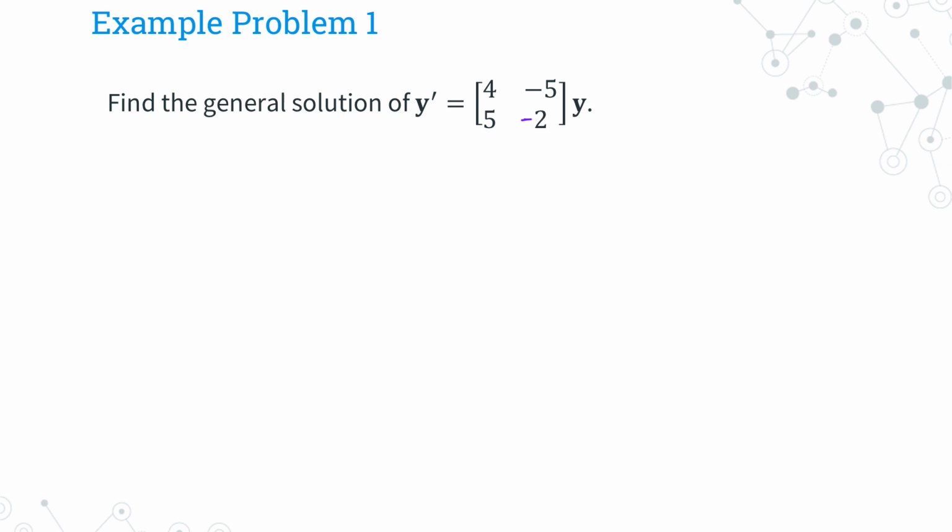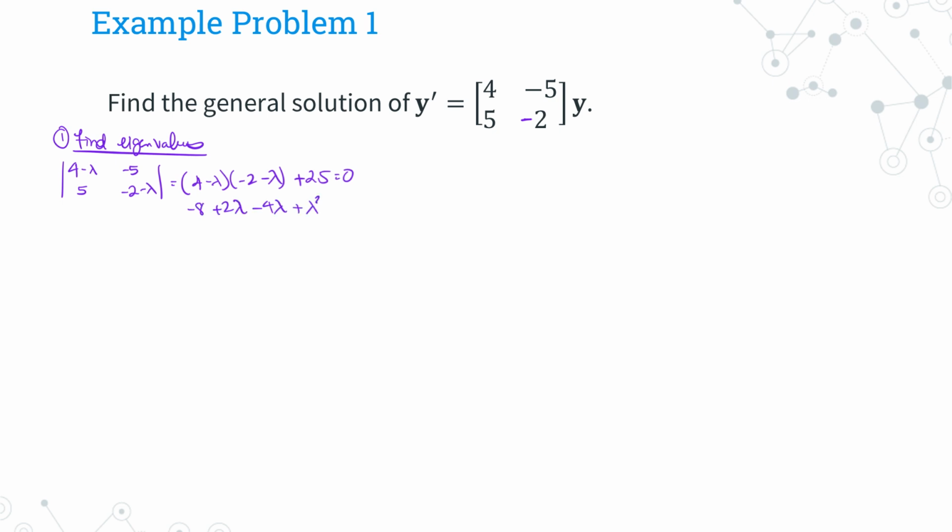So where do we begin? In the same place as usual. We need to find our eigenvalues. So a minus lambda I, find the determinant, right? 4 minus lambda, negative 5, 5, and negative 2 minus lambda. So our characteristic equation becomes 4 minus lambda times negative 2 minus lambda plus 25. So negative 8 plus 2 lambda minus 4 lambda plus lambda squared plus 25 equals 0. Or lambda squared minus 2 lambda plus 17 equals 0.